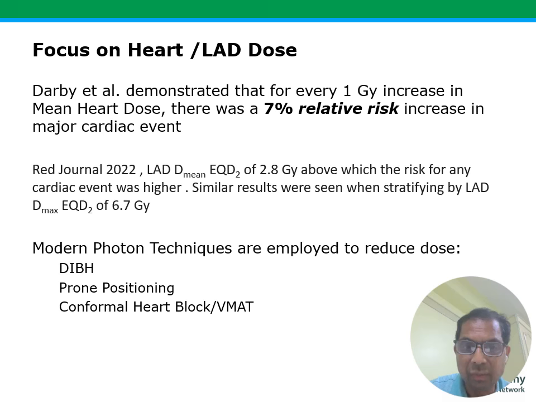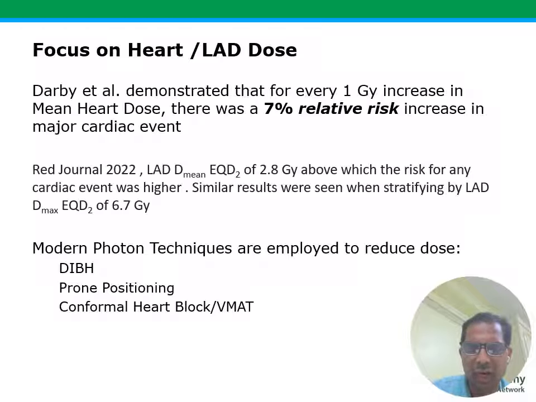There are some studies about LAD being important for coronary artery disease. There is one paper from Beaumont in the Red Journal. We talked about LAD maximal equivalent dose of 6.7 gray. So when we put the heart constraint, we put a mean heart dose constraint. We also contour the LAD and keep the maximal LAD dose to 6 or 7 gray. Try to avoid any beam going through LAD or heart when you're using 3D conforming technique.